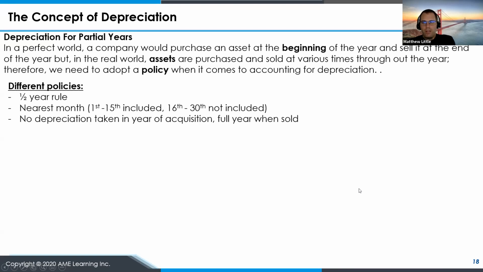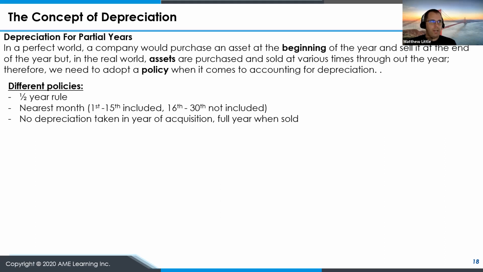Now, in depreciation, often you wouldn't always purchase assets at the beginning of the fiscal year. So we very often have partial years, and often we don't always sell it at the end of the year. So we need to have a policy for when we account for depreciation that considers your purchase or sell date. There are different options. Very often we use the half-year rule. So the first year that you own that asset, you just take half of it. Just to say it's an average, you might have bought in any one of the 12 months.